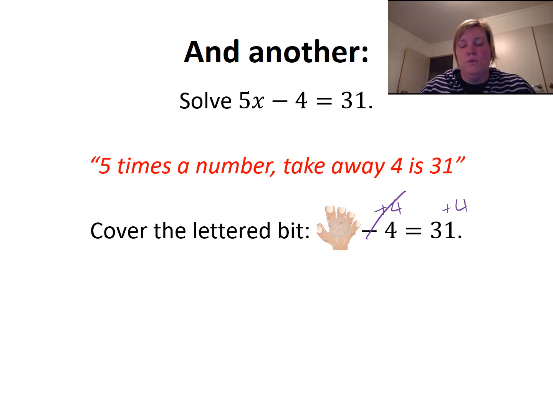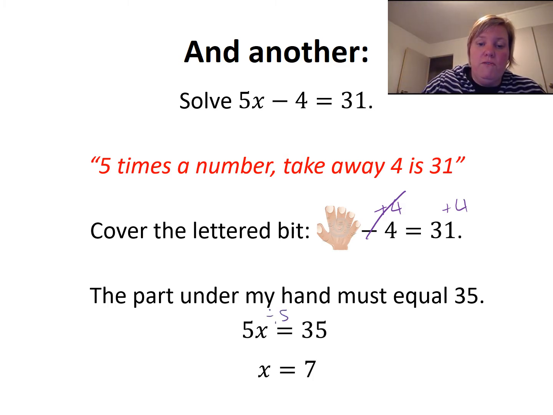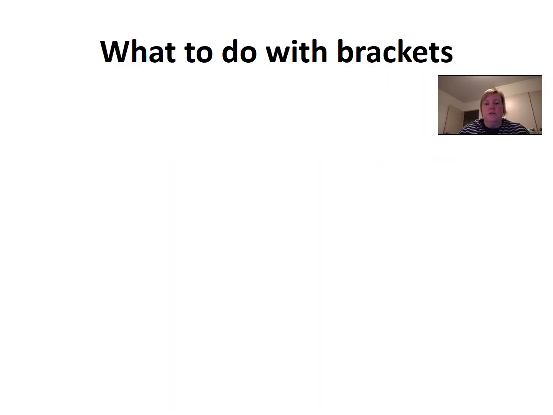Because add 4 minus 4 cancels. And you'll get the number out of my hand, which is 35. So 5x, which was under my hand, is equal to 35. And then we can simply divide by 5, both sides, and you get x is 7. Beautiful. Okay, so what to do with brackets?